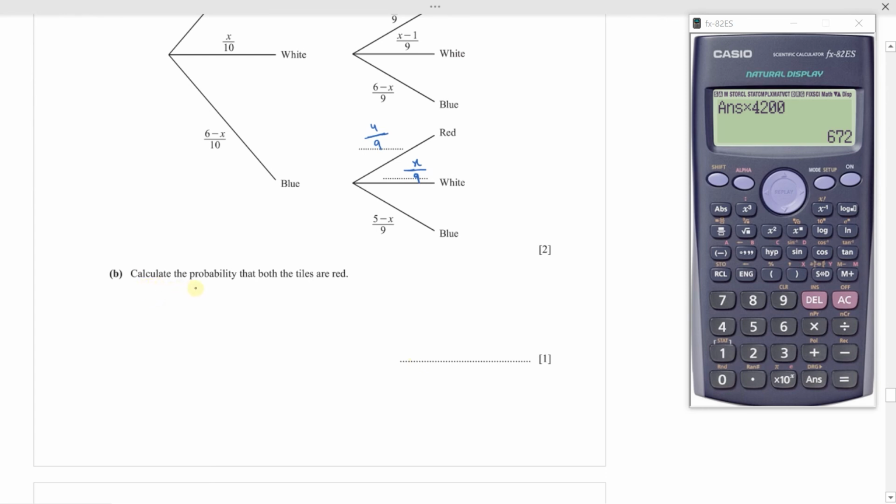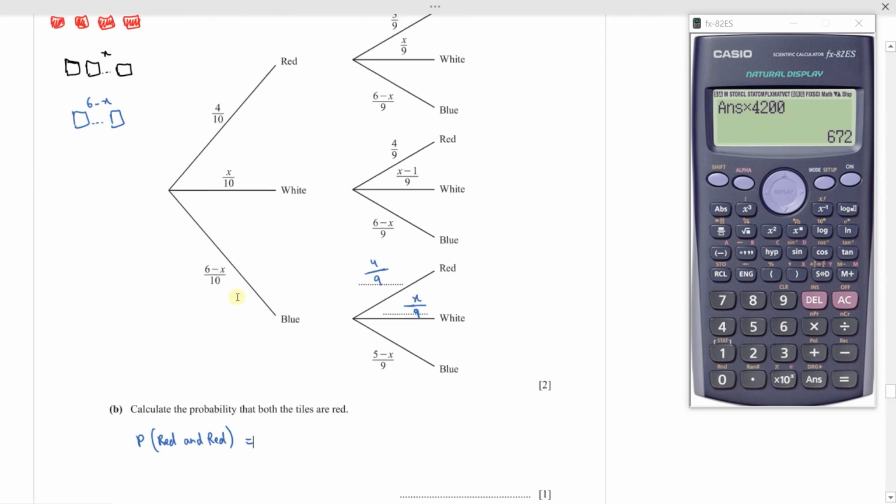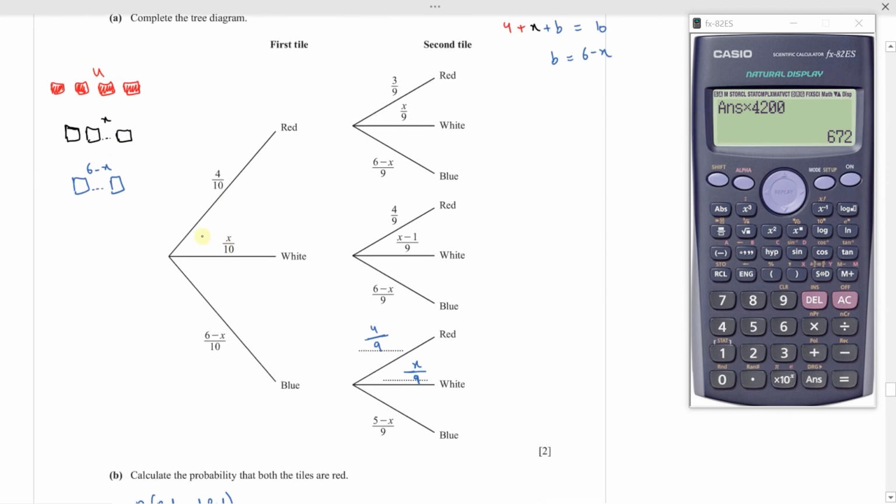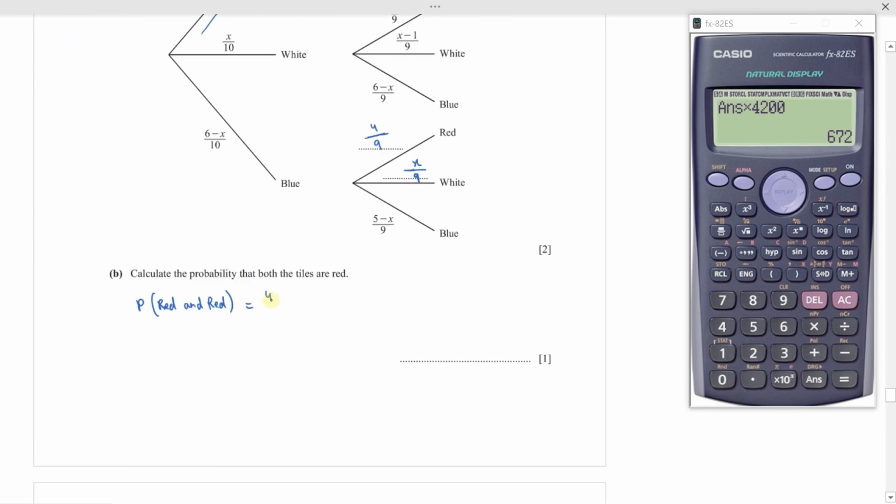So the next part is to calculate the probability that both the tiles are red. So the probability that you get red the first time and red the second time as well. If you look at the tree diagram, that means we pick the first one red and then we pick the second one red as well. So it will be 4 by 10 multiplied by 3 by 9, which is 12 over 90.